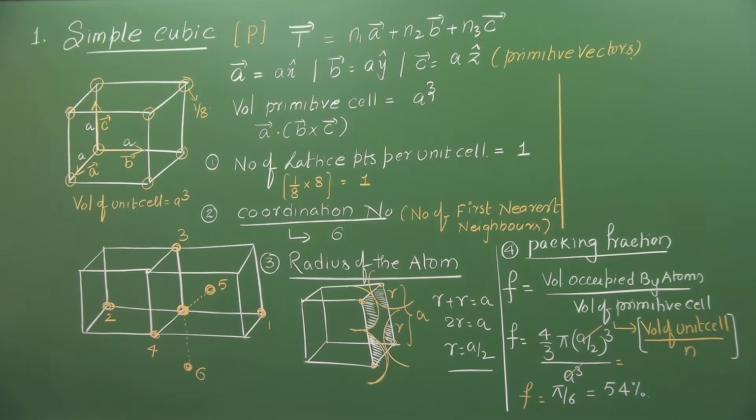Please see the relation between volume of primitive cell and volume of unit cell. Volume of primitive cell is less than or equal to volume of unit cell. That's why primitive cell volume equals unit cell volume divided by number of atoms per unit cell, n.